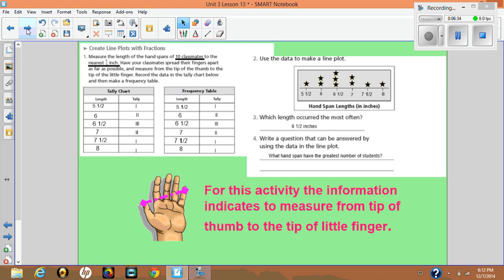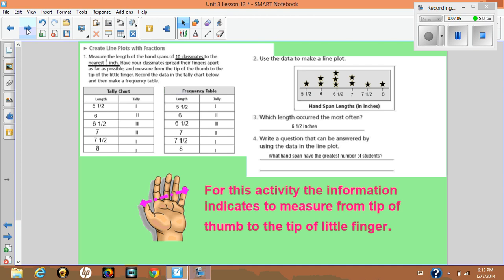This was a challenge for some of you. We had a little trouble getting this off the ground, but let's discuss this. First of all, let's read the instructions because we never make the right choices if we don't. Measure the length of the hand span of 10 classmates to the nearest ½ inch. Have your classmates spread their fingers apart as far as possible and measure from the tip of their thumb to the tip of their little finger. Record the data in the tally chart below and then make a frequency table.